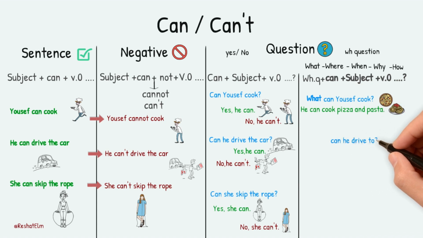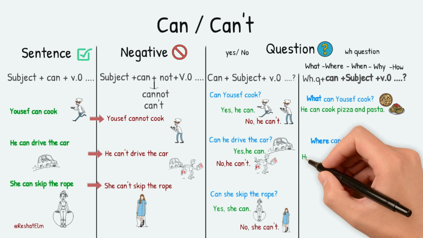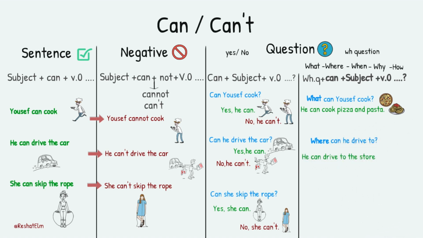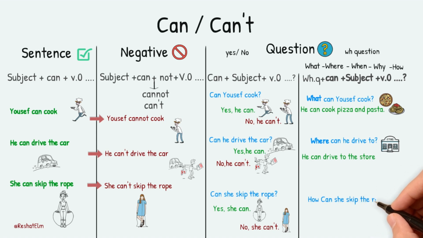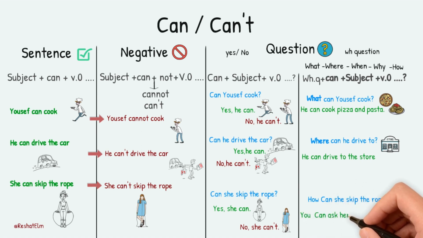Can he drive the car? Change it to WH. Where can he drive the car to? Then the answer will change from yes or no to an open answer. He can drive to the store. Can she skip the rope? We can change the question to how can she skip the rope? The answer will be an open answer. For example, you can ask her to help you.